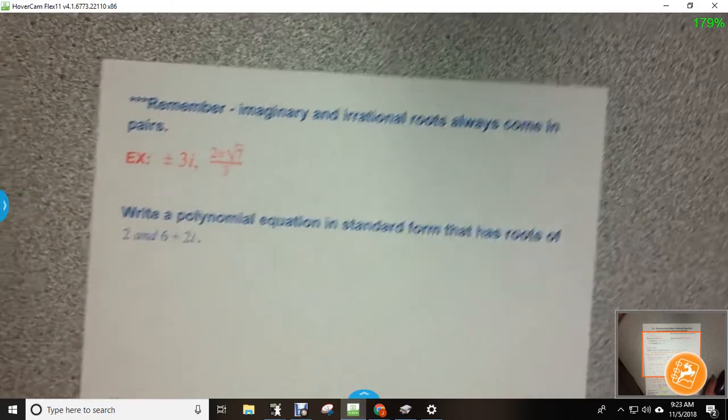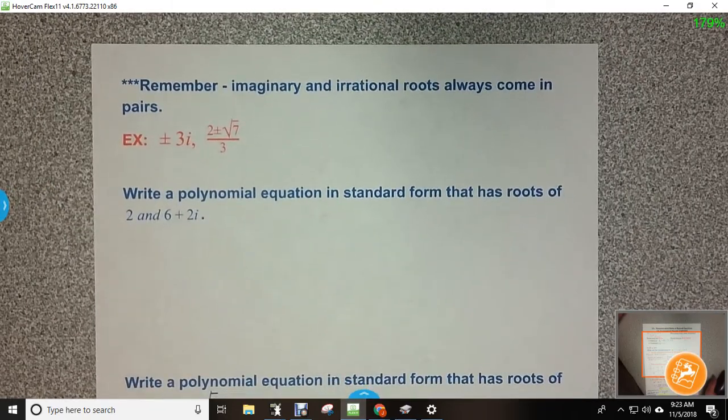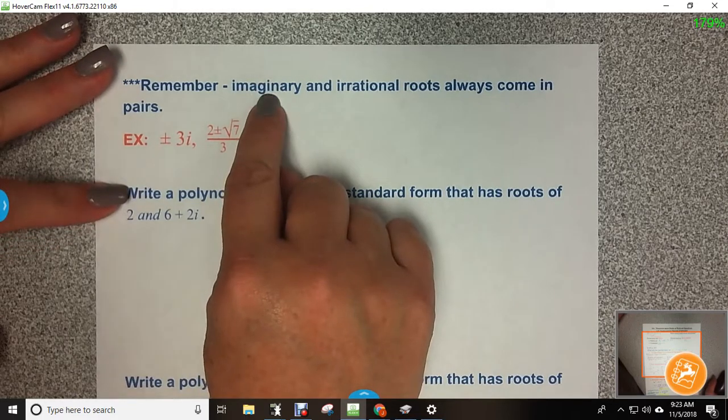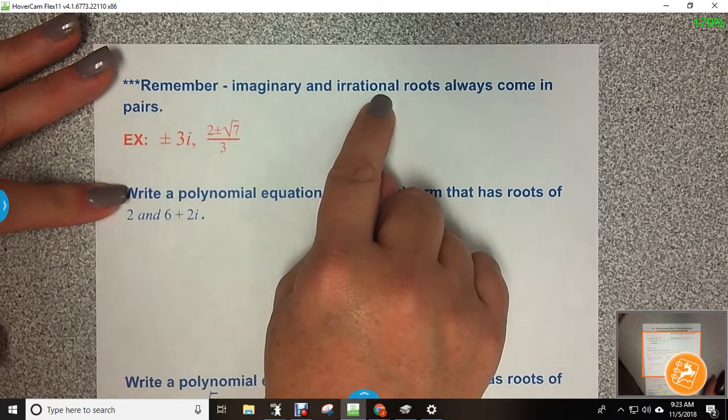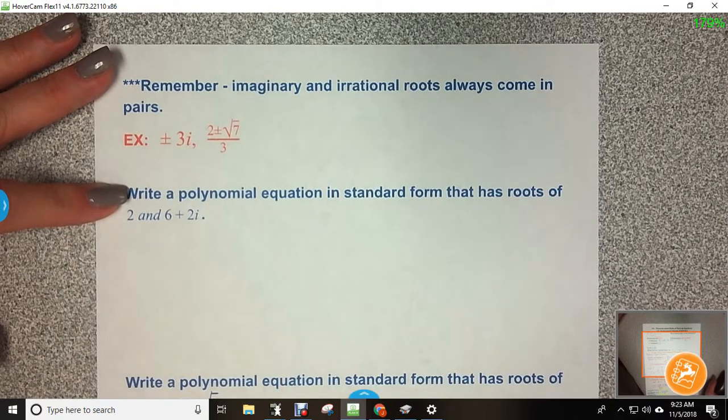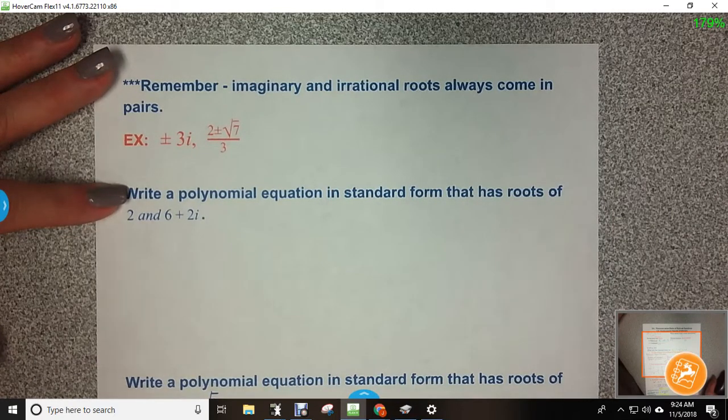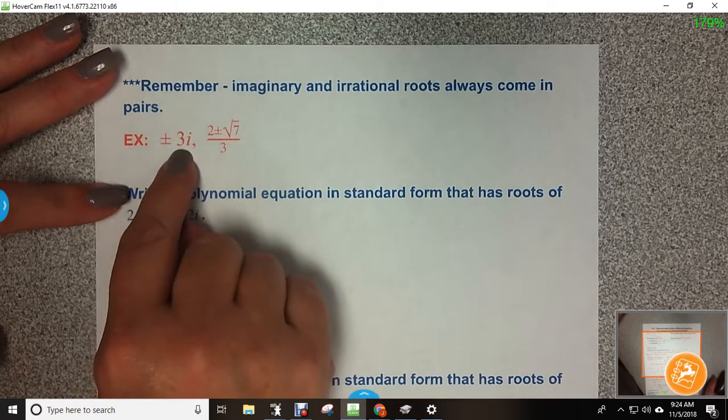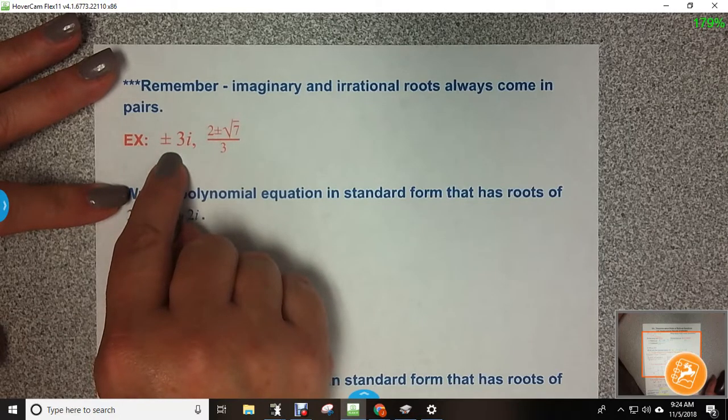Alright, so now, the last part of 5.5 and 5.6 before we do lots and lots of in-class practice is, once again, working backwards. And something to remember when we are getting ready to work backwards, you have to remember that all imaginary and irrational roots always come in pairs. Okay? Think about it. When you do the quadratic formula and you get an i in your answer, it's always going to be plus or minus the i. So your imaginaries always come in pairs.